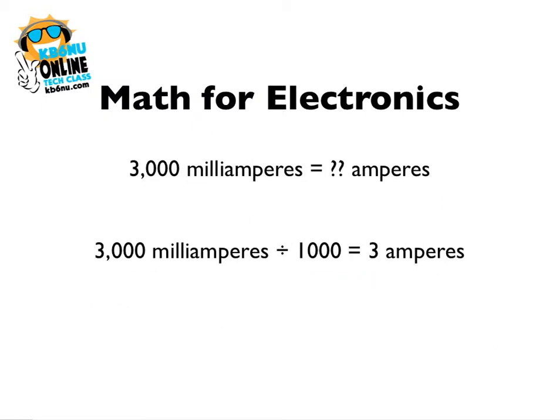Question: if an ammeter, a meter that measures current, calibrated in amperes, is used to measure a 3,000 milliampere current, what reading would it show? Answer: 3 amperes. This question asks how many amperes is 3,000 milliamperes. Since there are 1,000 milliamperes per ampere, the number of amperes is 3,000 divided by 1,000, or 3 amperes.